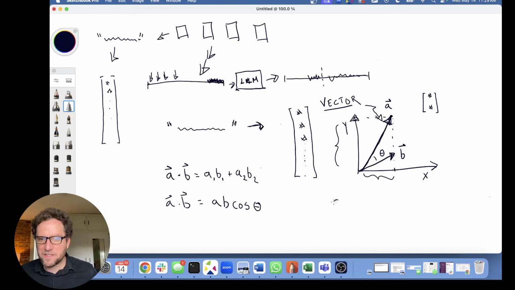So what's the magnitude here? The magnitude of A would just be given by Pythagorean's theorem, where A squared is equal to A1 squared plus A2 squared. This is just Pythagorean's theorem, because I can make a little triangle out of A. One side of that triangle is the X, or A1. The other side is the Y, which I'm calling A2. And then the hypotenuse, which is the length, is just this. So in order to get the magnitude of A, I just take the square root here, like that. And similarly, the magnitude of B is the square root of B1 squared plus B2 squared.